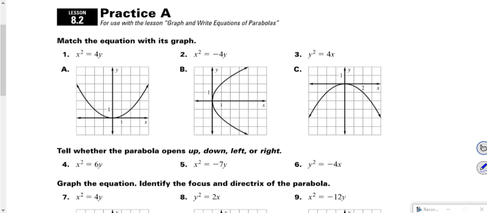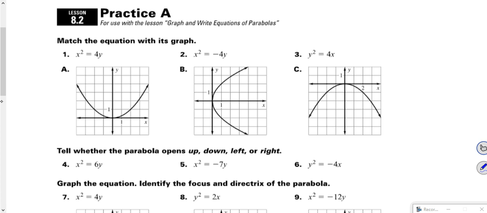Again, if I were having you turn these in, I would say no spaghetti lines. But match the equation with its graph. X squared means it's pointing up or down. It depends on whether the number in front of the y is positive or negative. Okay, I think I'm giving way too many hints here. And then y squared parabolas point left or right. If the number in front of the x is positive, it points right. If the number in front of the x is negative, it points left. I think I'm going to leave that alone.